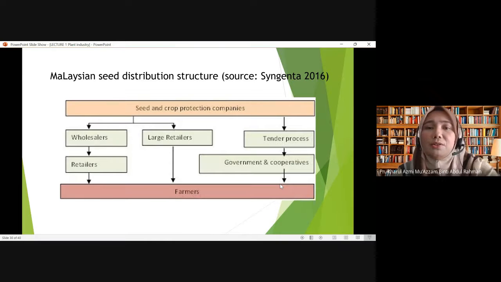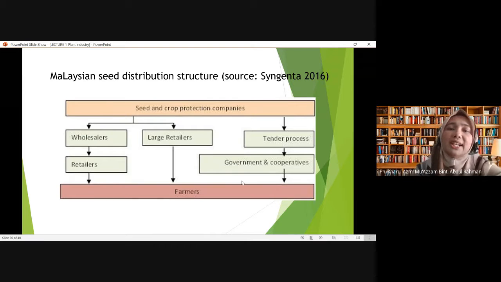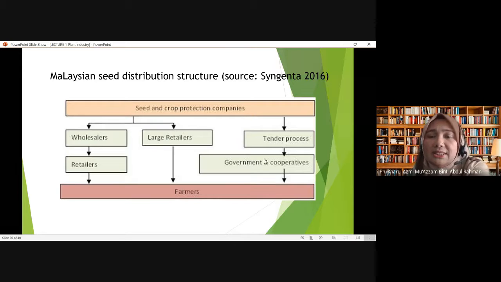Okay, so this is the Malaysian seed distribution structure, very general lah. So you can just take a look macam mana seed and crop protection companies. And then we have the wholesalers, large retailers. And then from wholesalers ni ada retailers lah. And then baru sampai kepada farmers. And then kita ada tender process jugalah untuk companies ni dapat hak untuk jual seed tadi. And then government and cooperatives juga akan memainkan peranan untuk membekalkan seed kepada farmers.